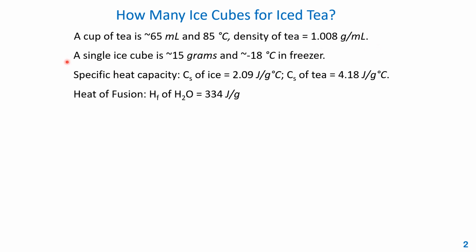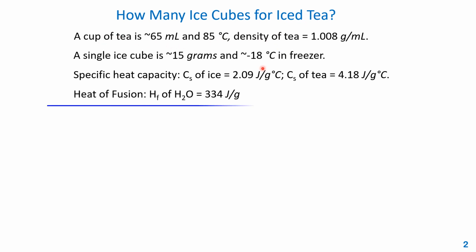A single ice cube is about 15 grams, and the temperature is negative 18 degrees Celsius in the freezer. The specific heat capacity of ice is given as 2.09, and the specific heat capacity of tea is the same as water, 4.18. The heat of fusion of water, which we talked about in the last slides, is 334 joules per gram. That's all the information, and we can use it to calculate how many ice cubes are needed to make the iced tea.